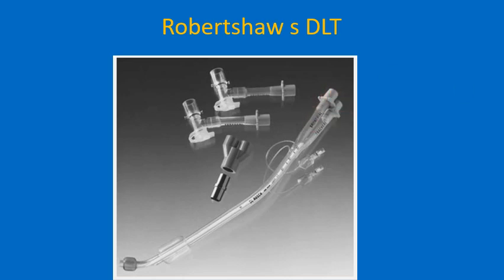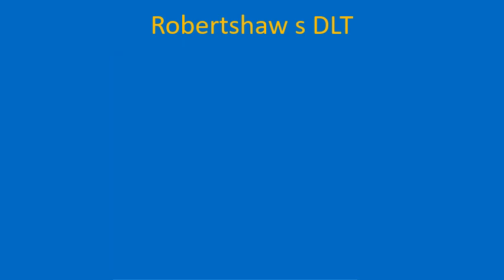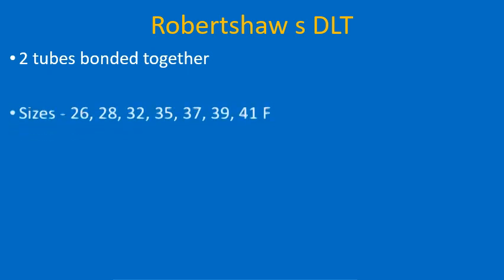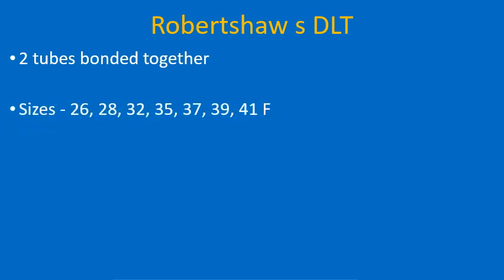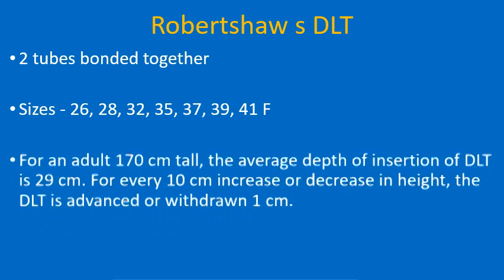I will be doing a separate video on the insertion of the Robertshaw double lumen tube. As I told previously, these are two tubes bonded together, and it is available in sizes 26 French to 41 French, and the shape of the lumen is D-shaped in the Robertshaw double lumen tube.